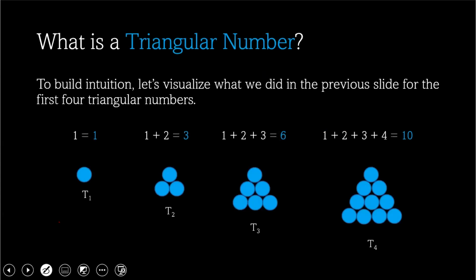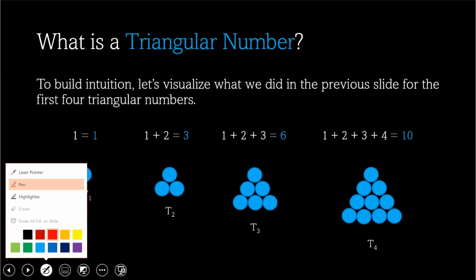Okay, so what is a triangular number? Let's build some intuition here. Let's visualize what we did on the previous slide, because I already had it in this big triangle form. But if we look at each individual number that we summed up at the end, we see that they all form a triangle of their own, which is really cool. So it's like a big triangle filled with smaller triangles.